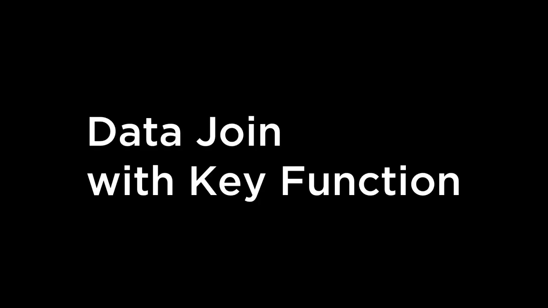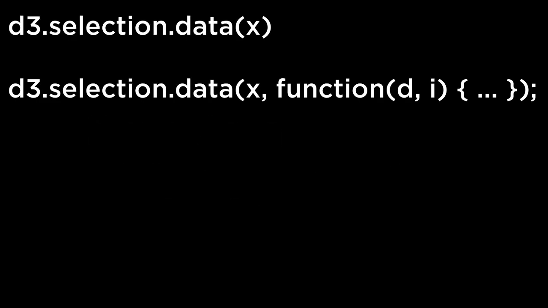Data join with key function. The first line is the data operator. The second line is the data operator with a key function. The key function replaces the default by-index behavior of the data join. The key to key functions is that they are used to achieve object constancy.